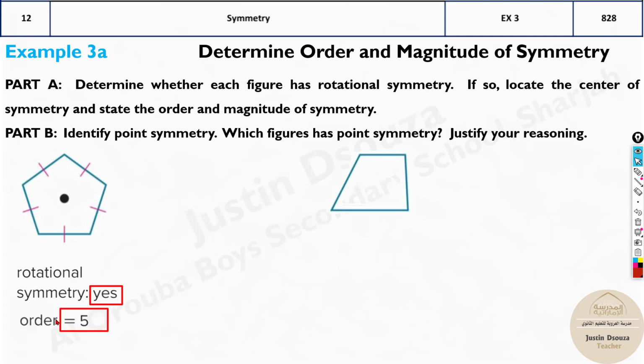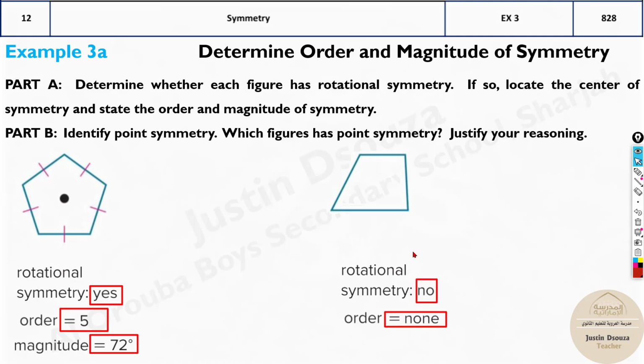Yes. Order is 5, that is order. Magnitude is the degree. Sorry, I was saying order. How many times you can rotate it within 360 degrees? 5 times. The magnitude is 360 by 5, that's 72 degrees. Here, nothing. It's all none. But does this have point symmetry? I told you point symmetry is 180-degree rotation. No, both don't have point symmetry.